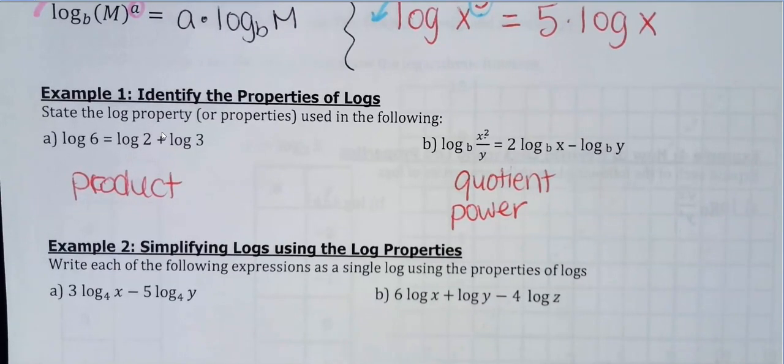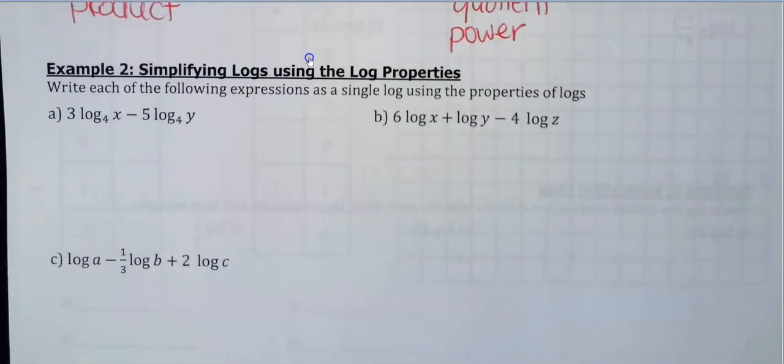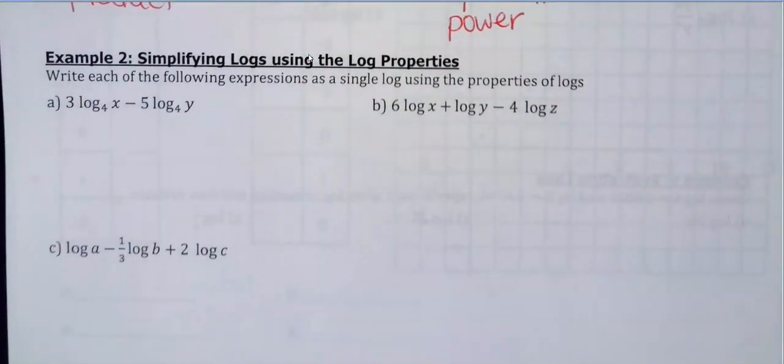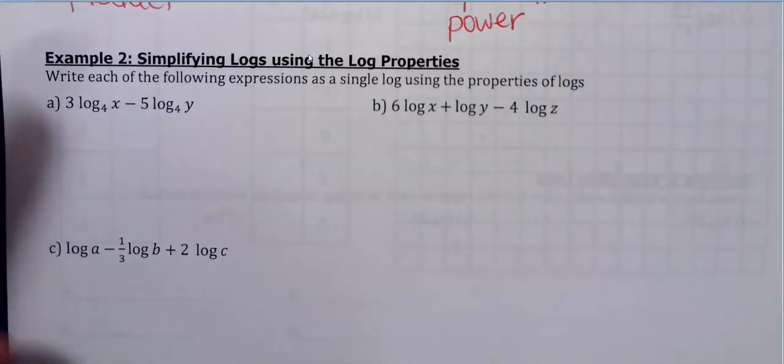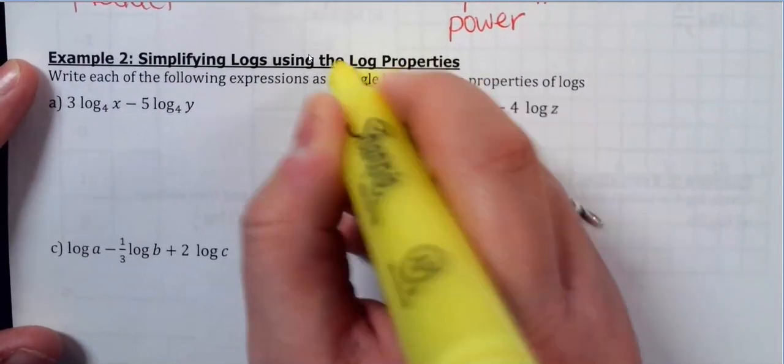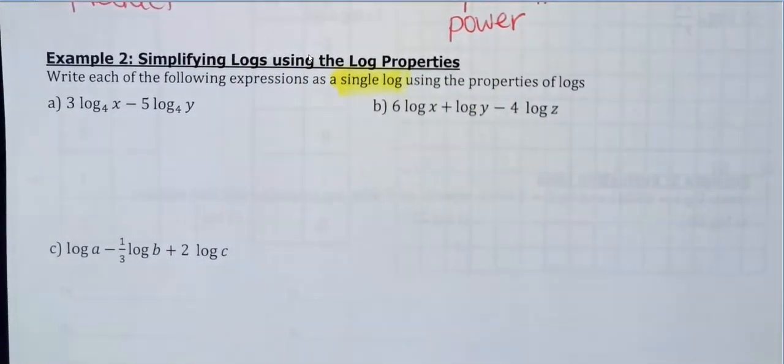Now what we're going to do in this next example is squish these together as a single logarithm using the properties. There are 2 ways these questions will be presented to you: either write it as a single log, or they'll call it expand. We're going to focus on single log. If you see that in the directions, we're going to push it together using the properties. You might use 1 property, you might use 2, you might use all 3. My first example is going to use 2 of the properties.